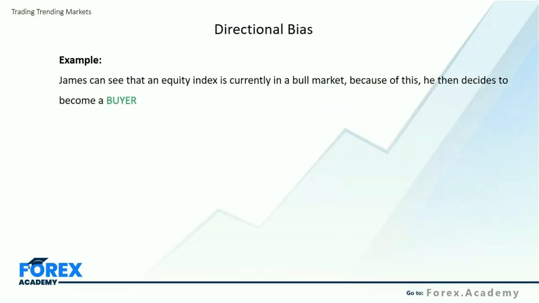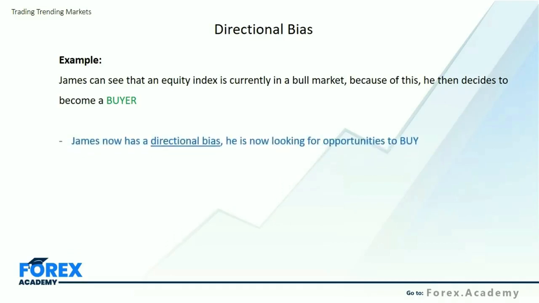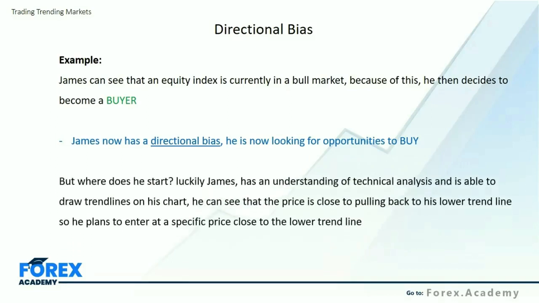So sticking with directional bias and just looking at a very, very brief example. James, a particular trader, can see that an equity index is currently in a bull market, meaning prices moving to the upside. So because of this, he then decides to become a buyer. So now James has this directional bias. He is now looking for opportunities in a particular market to get in.